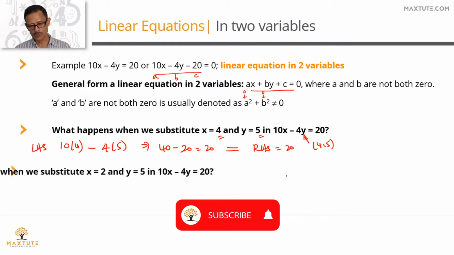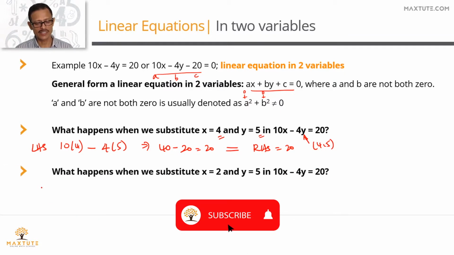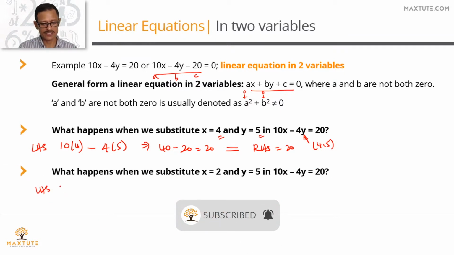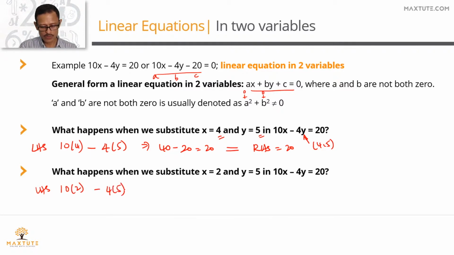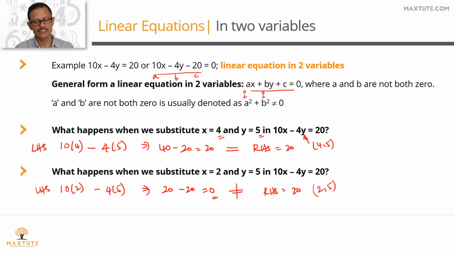Let's look at one more example. What if x equals 2 and y equals 5? Let's find out the value of the LHS in this case. LHS in this case will be 10 times 2 minus 4 times 5. 10 times 2 is 20 minus 4 times 5 is 20, which equals 0. The RHS we know is equal to 20. LHS is 0, RHS is 20, so LHS is not equal to RHS. So (2, 5) does not validate this equation. We'll say that it is not satisfying this equation.